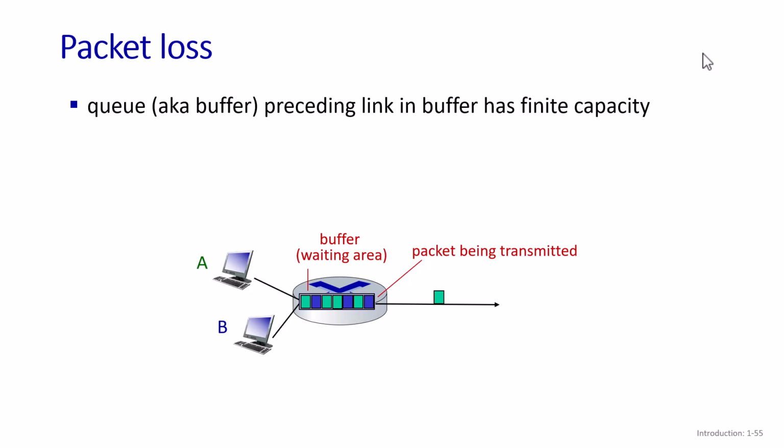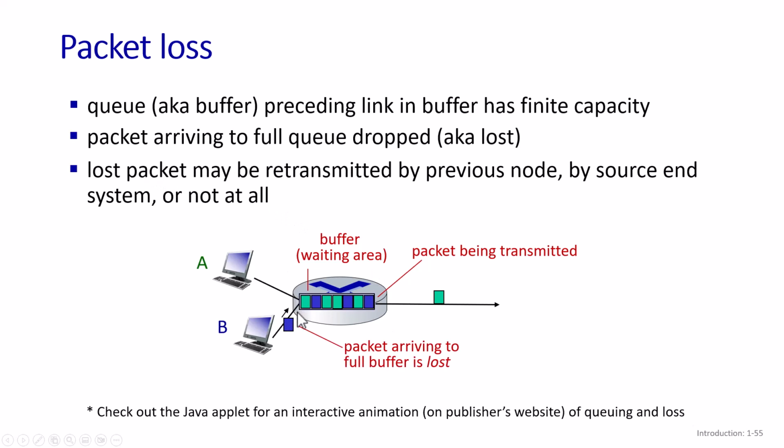How does packet loss occur? Well, here's our network diagram. We have two hosts, A and B, and here's our router, and we have the buffer. Actually, this is like a waiting area for the packets, and here's the packet that's being transmitted, and here's the packet that's being propagated. Okay, so basically, this buffer, this is actually the memory space in the router, has finite capacity, right? So packets arriving to a full queue are dropped, actually lost. So here, for example, the packet sent by B, arriving to a full buffer, is lost because the router does not have enough memory to hold this packet. Then it's going to basically drop this packet, and then it will transmit the packets in its queue.